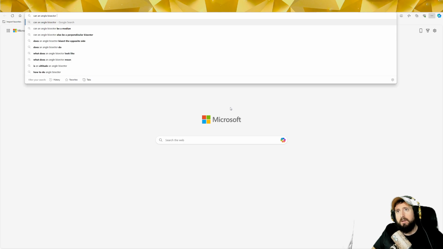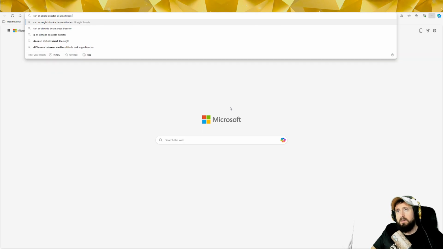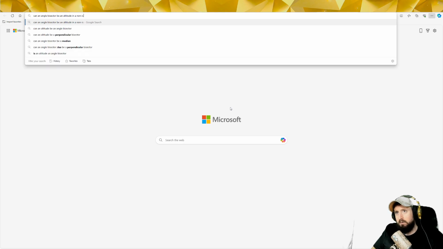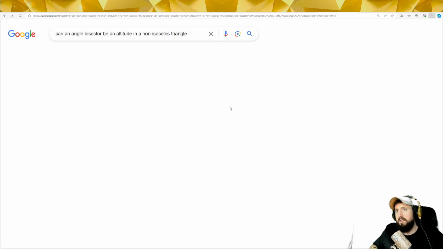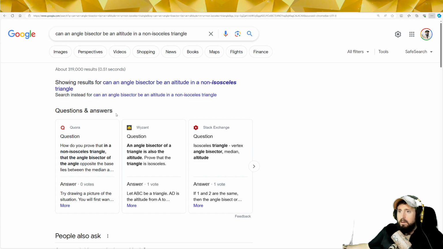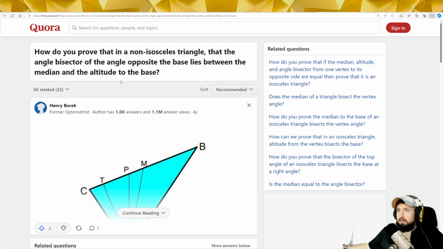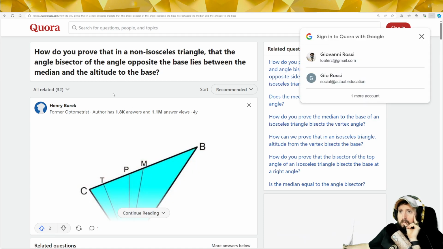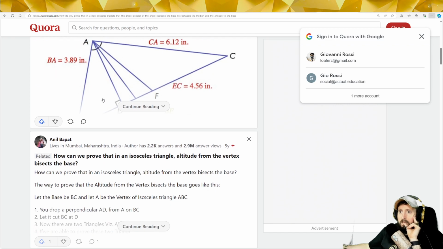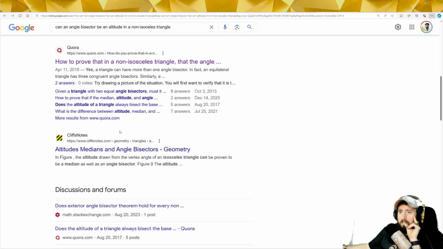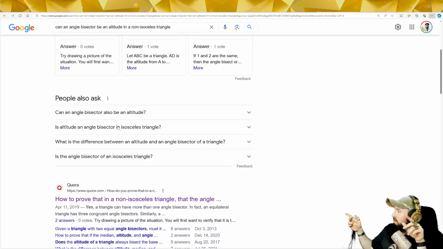Oh wait, can an angle bisector be an altitude in a non-isosceles triangle? I think that's what we're getting at. Oh, okay. Well, I guess this is maybe a rule. I'm just wondering if it's like if A then B or if B then A.